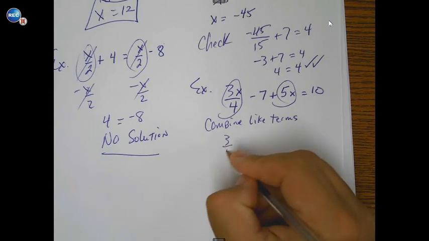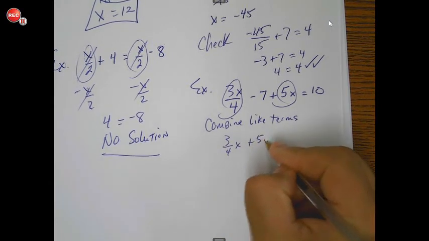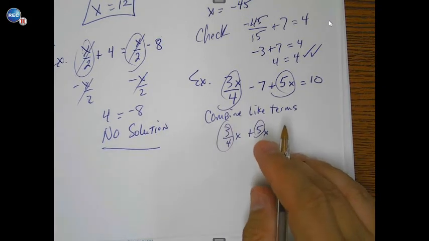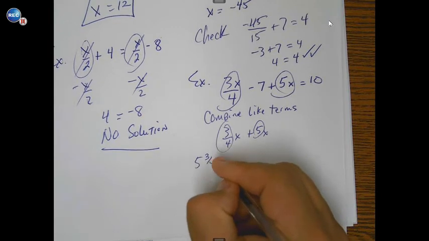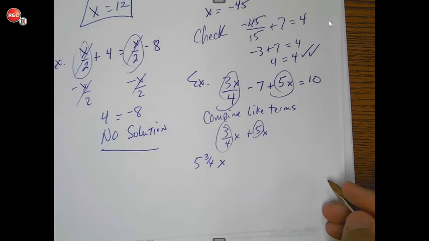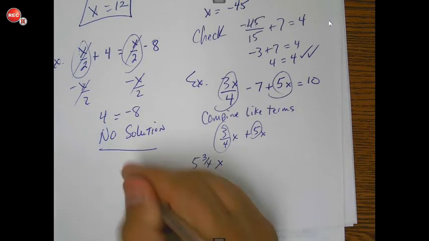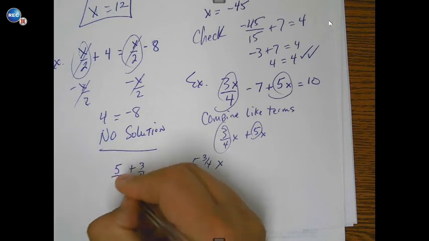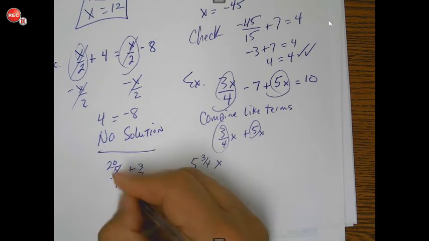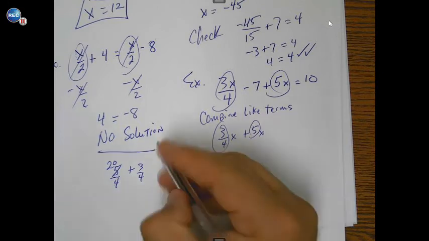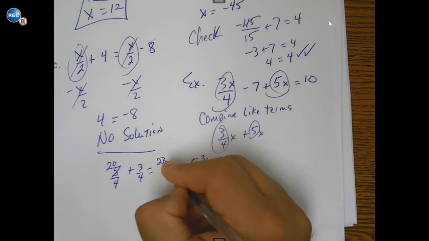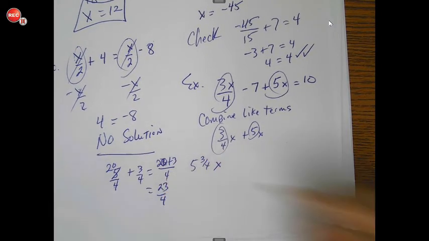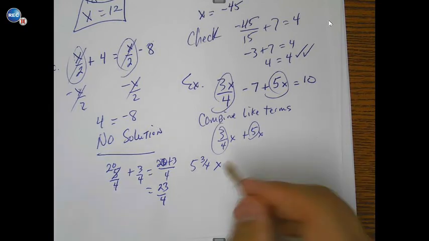So I have 3/4 x plus 5x. That's adding 5 plus 3/4, which gives us 5 3/4 x. Let's do a quick review for fractions. 5 plus 3/4. I want to get a common denominator. This becomes 20 over 4, add across. 20 plus 3 over 4, which is 23 over 4, which is 5 3/4.